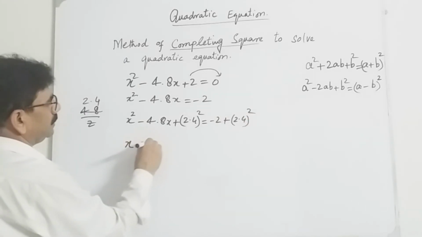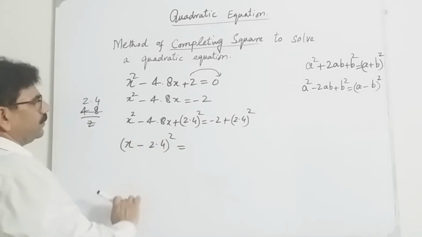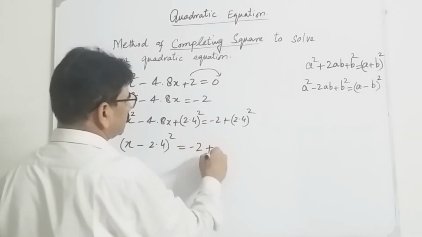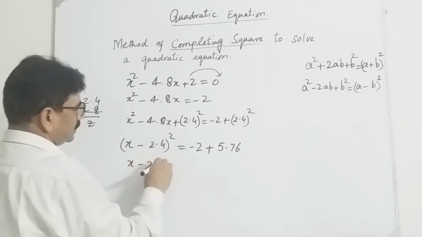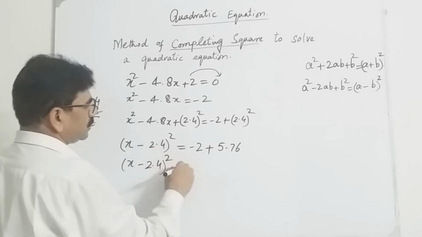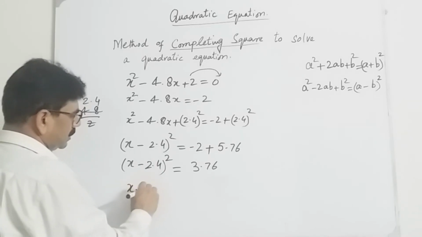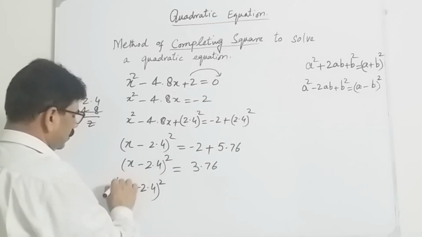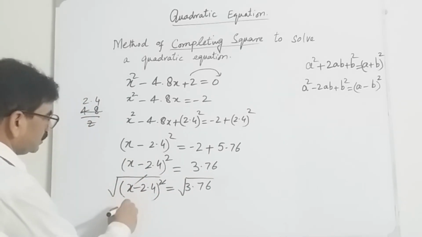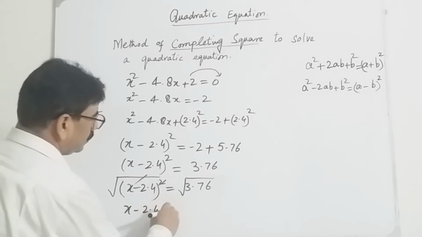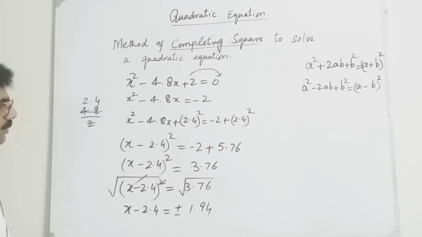This will become (x minus 2.4) whole square. According to this identity, it will become (x minus 2.4) whole square equal to negative 2 plus 5.76 because 2.4 square will be equal to 5.76. Now we'll write (x minus 2.4) whole square equal to, this will become 3.76. To remove this square, we'll have to take square root on both sides. It will become square root of (x minus 2.4) whole square will be equal to square root of 3.76. This will be cancelled. Now this will become x minus 2.4 equal to plus minus 1.94 because square root of 3.76 will be equal to 1.94.